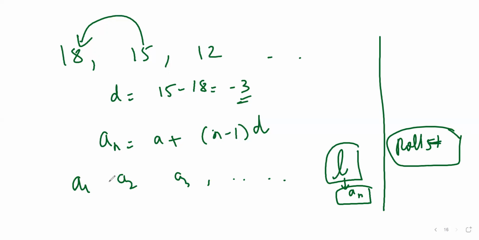So when they give you this, you can find D: A2 minus A1 is D in this case. Then An is equal to A plus n minus 1 into D, and An is L because the last term might be given to you. So the rank of the last term will give you the number of terms. You need to remember this.